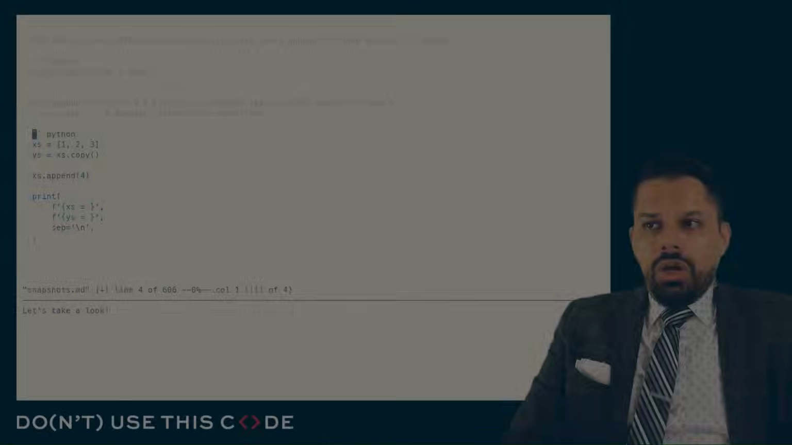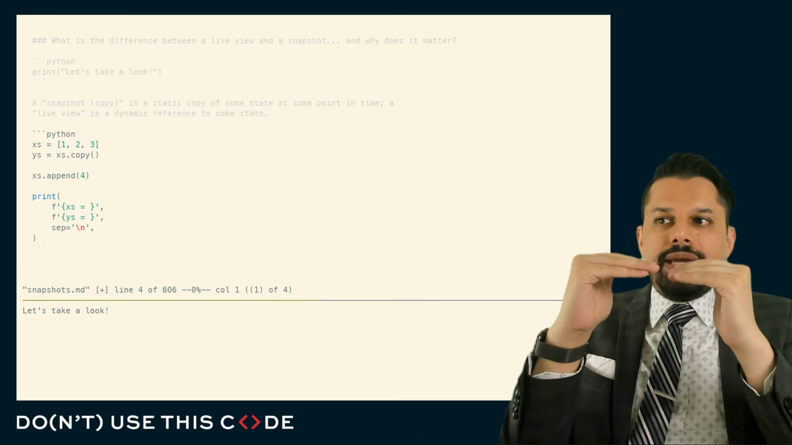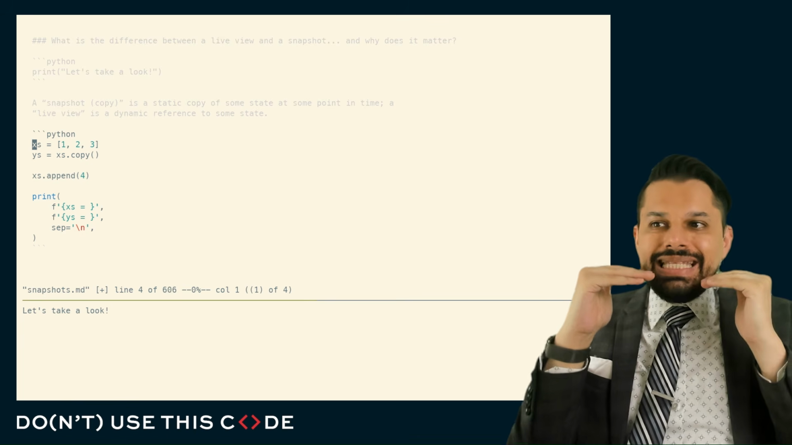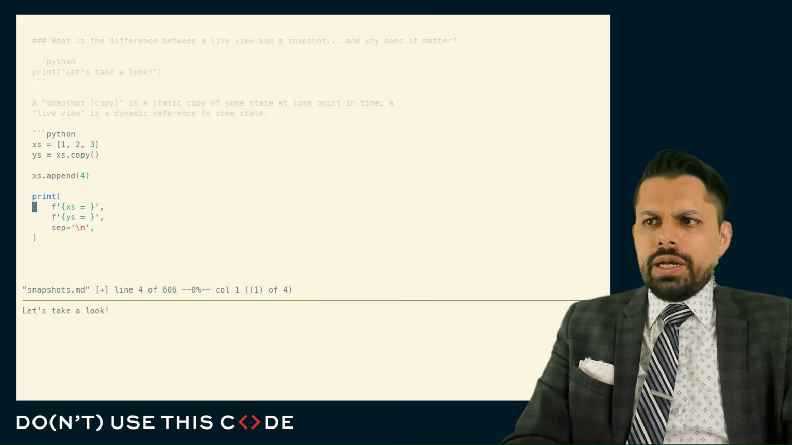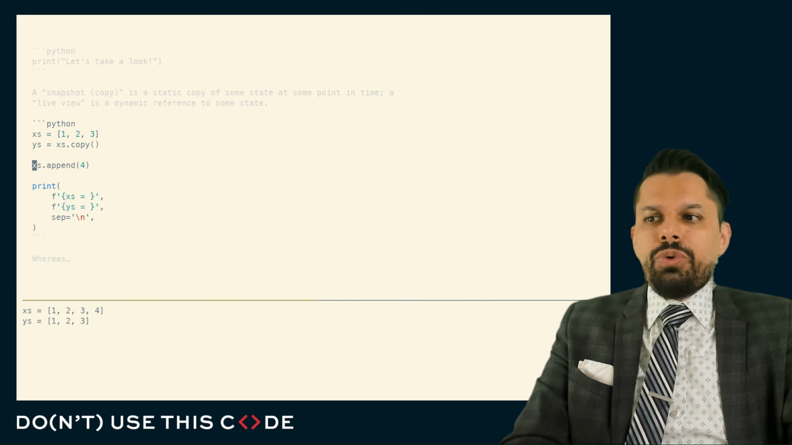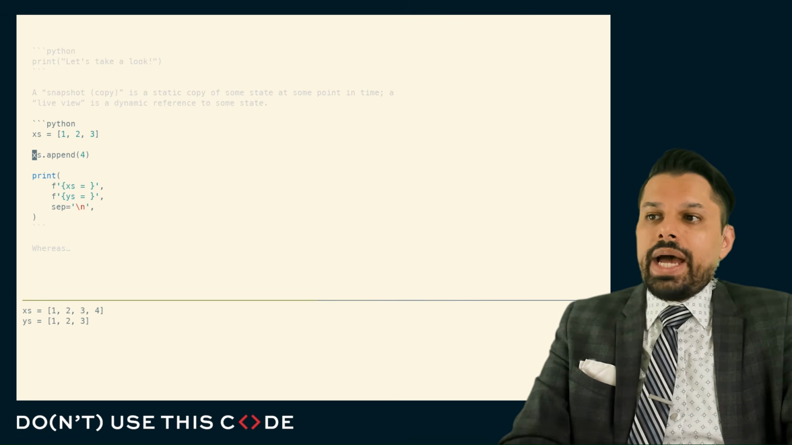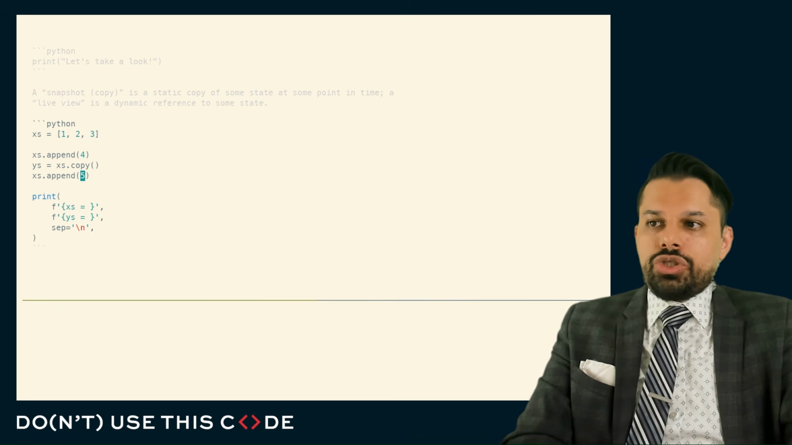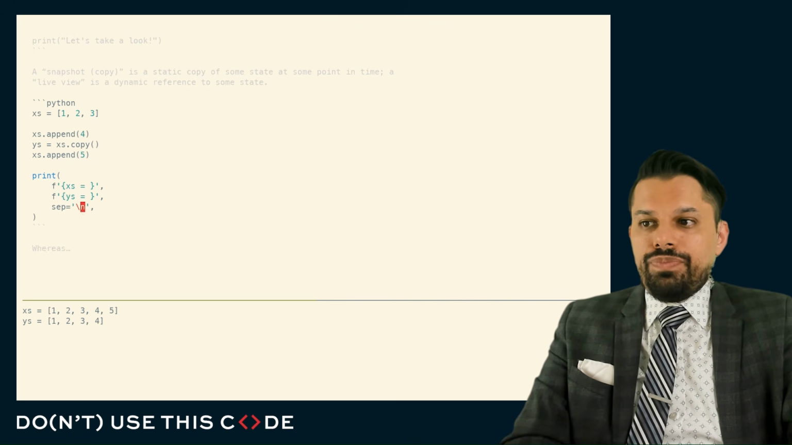Let's talk about the difference between live views and snapshots and why this matters. When we talk about a snapshot, what we're talking about is some static copy, some point-in-time copy of some data. And when we talk about a live view, what we're talking about is a dynamic, live, updating reference to some data, to some state. And so here you can see that ys is a copy of xs. Well, if I make a mutation to xs, I would not anticipate seeing it in ys. It was a copy. It was a point-in-time copy. And depending on when I took the copy, that's going to determine which of these mutations I will see or not, because I'm just taking a snapshot of this data.